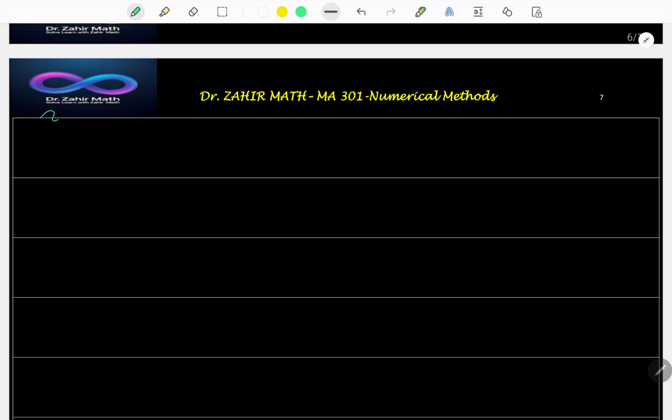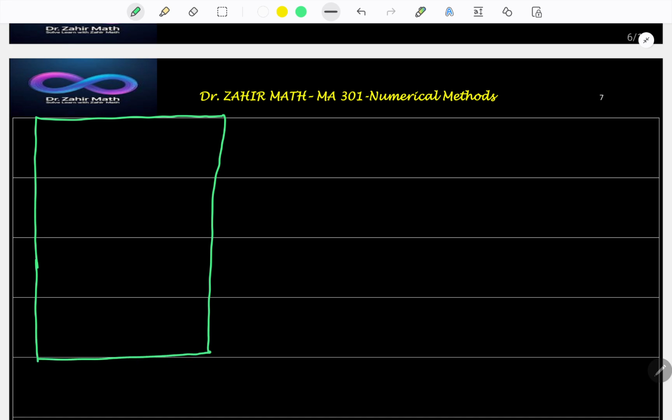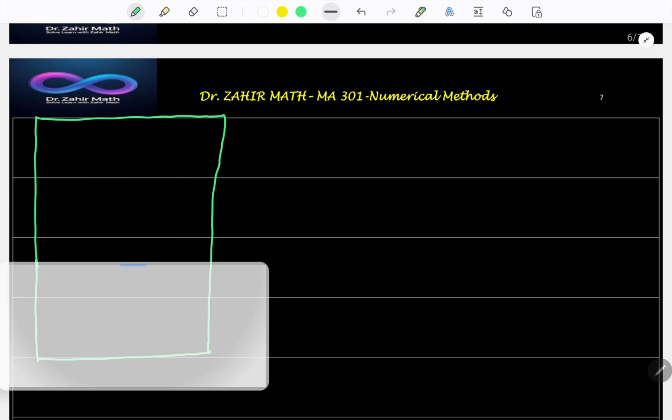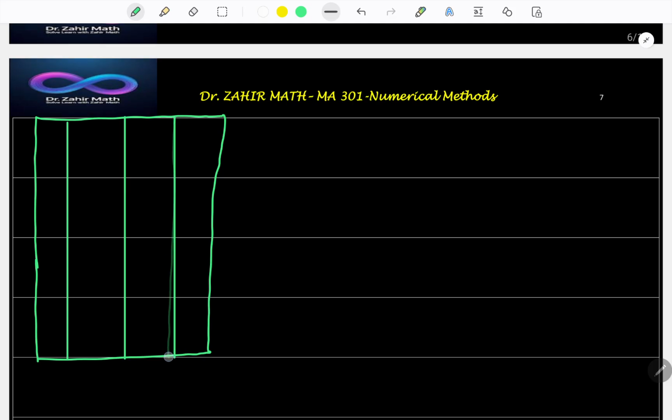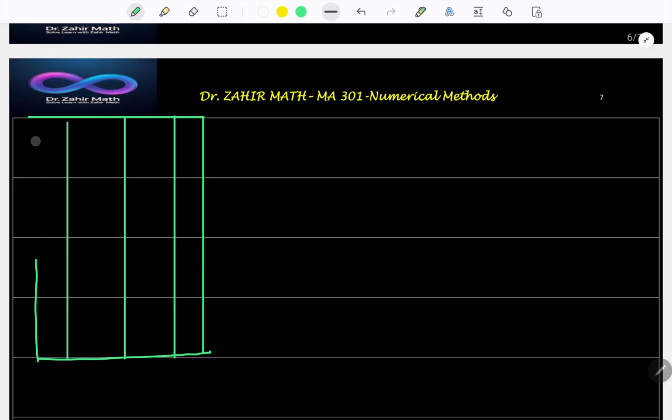So let me draw again the 4 square mesh in a simple way so that I can calculate all the values here. So it is 1, 2, and then 3. It is equal. 1, 2, and then 3. This also I'll cancel, and then I'll make this one. And then this one. This also I'll cancel, this also I'll cancel.